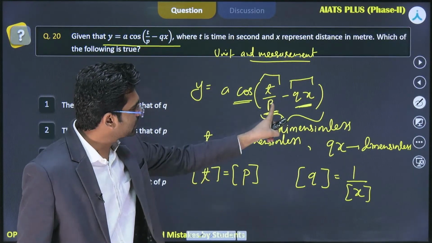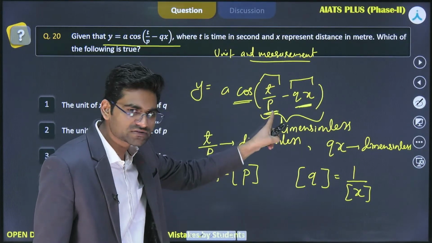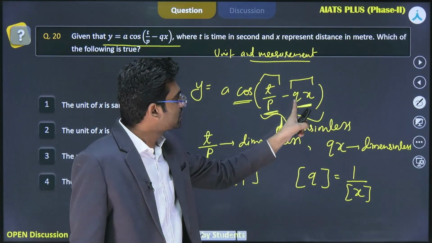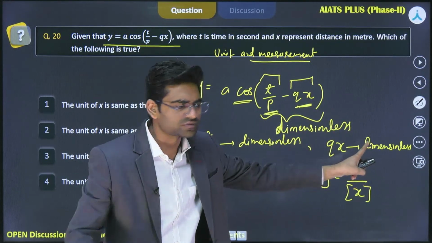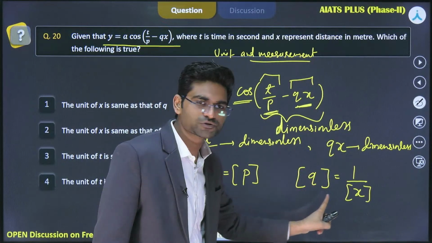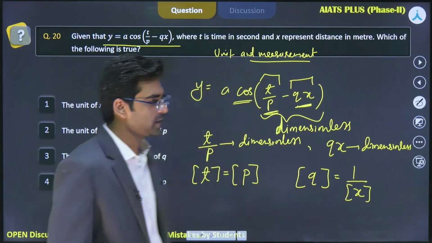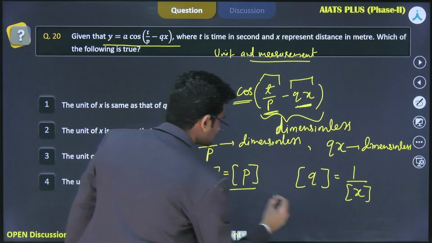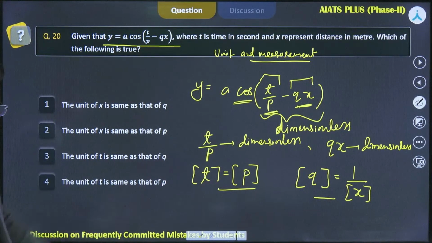Dimension of t and dimension of p will cancel each other, therefore we will get a dimensionless quantity. Similarly, dimension of q and x together should be dimensionless, right? It should be 0. So, dimension of q has to be equal to 1 upon dimension of x. This is the analysis which we need here. Now, can we solve this question with this concept?